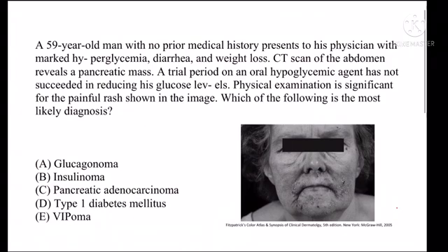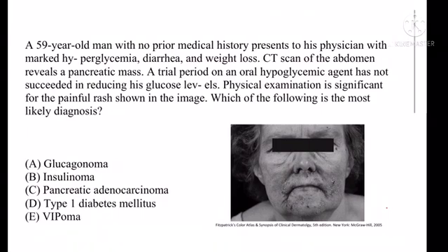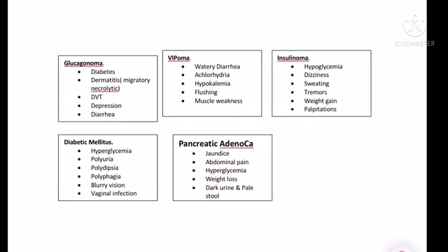So for that we need to go for the triad or special signs that will help you in identifying which type of pathology this is, or whether it is related to glucagonoma. Okay, so first we will go through the pathologies one by one.